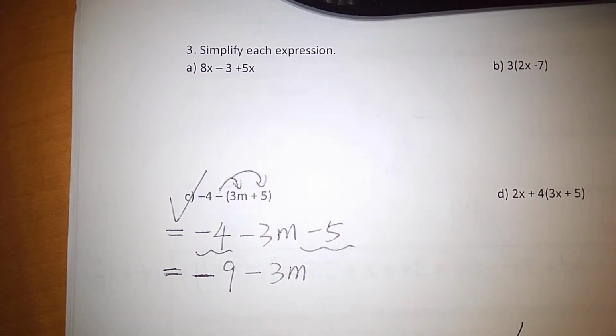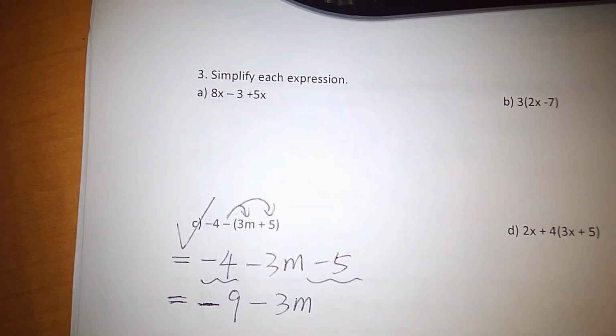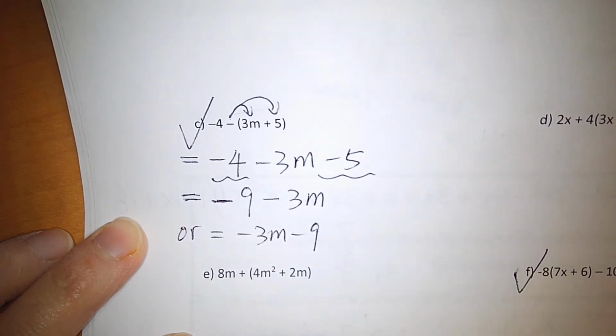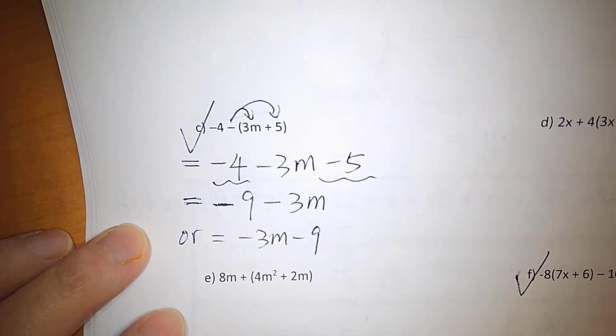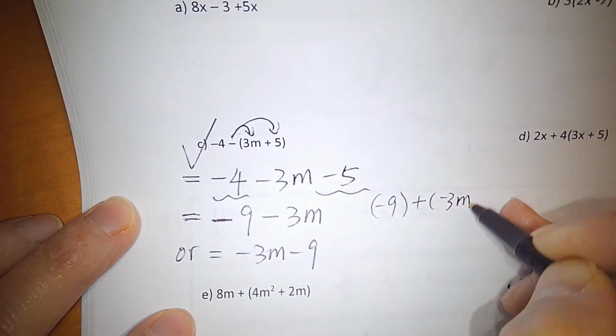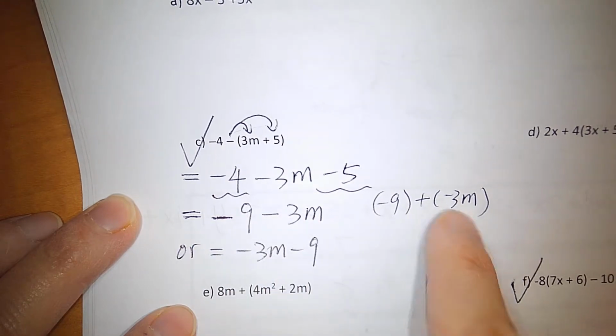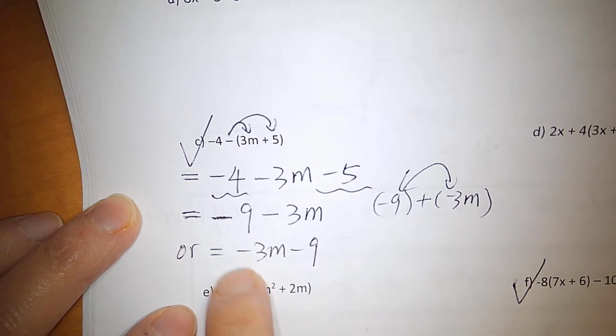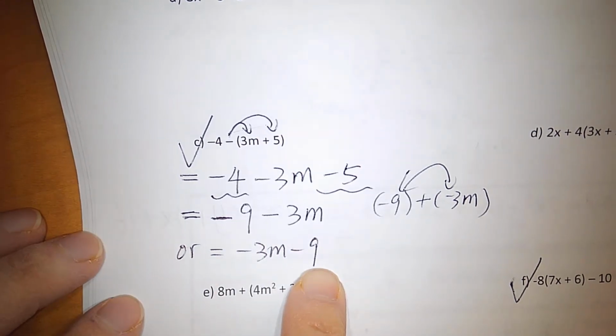Quick question. Sure. I know we're supposed to do like terms, but does it matter how we put them? Like, can we put -3m first and then -9? Yeah, just put it. Yes, that's right. Or this can equal -3m minus 9. Why? Addition satisfies commutative rule, right? Because this can be written as -9 plus -3m. Interchange these two, gives us -3m plus -9, which is -3m minus 9. Yes, you are right.